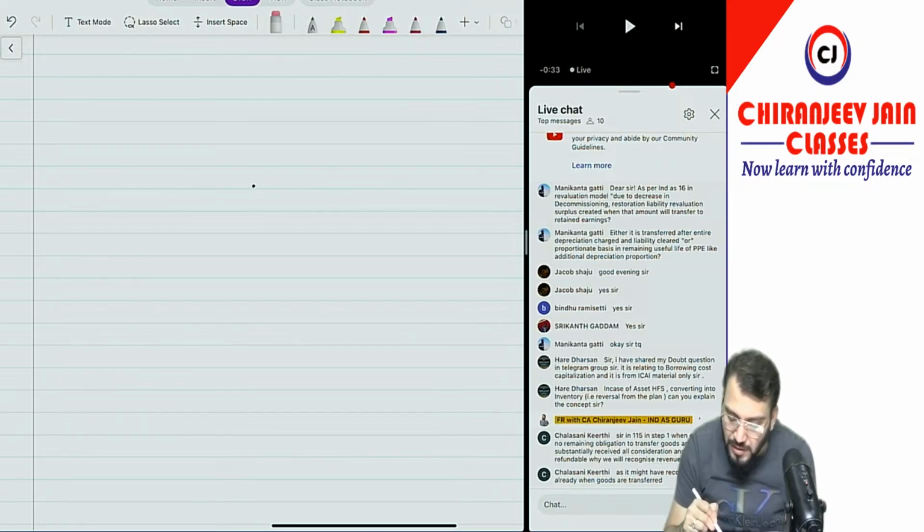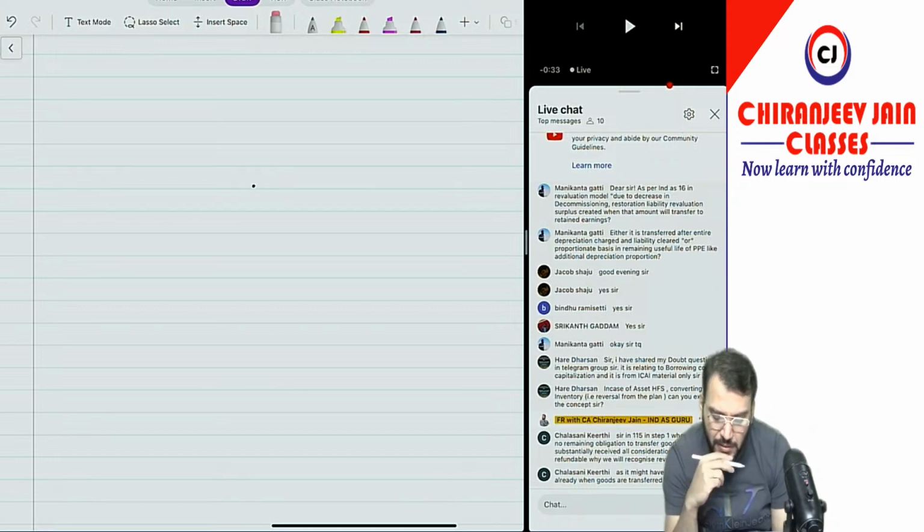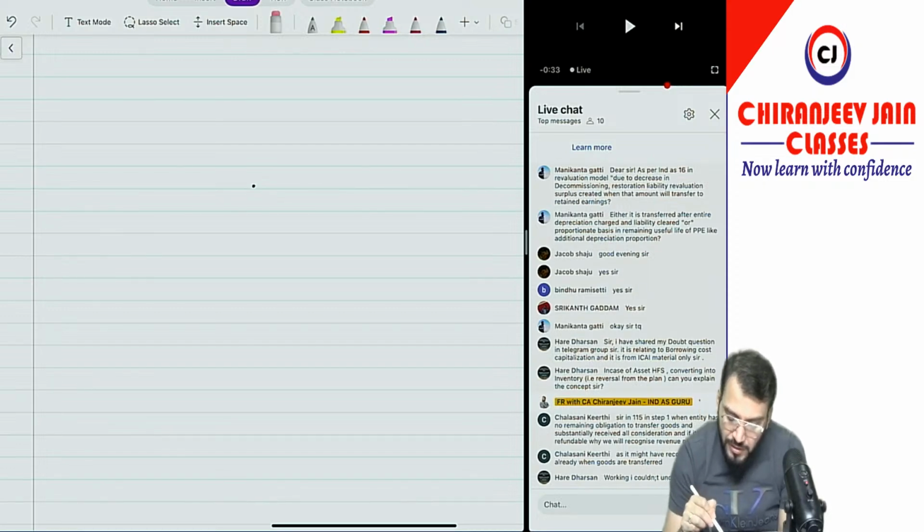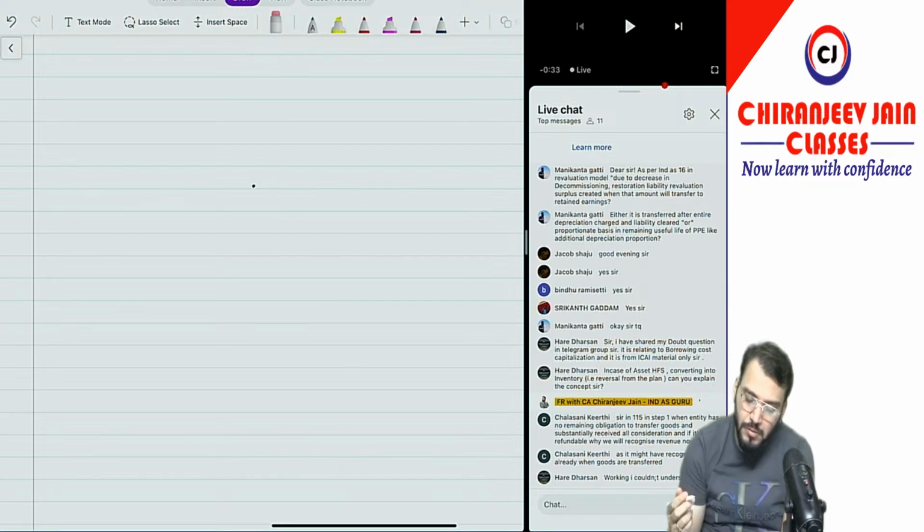Hare Darshan, what is in case of asset held for sale converting into inventory? Can you explain the concept, sir? What are you asking? In case of asset held for sale converting into inventory, that is reversal from plan. Can you explain the concept, sir?